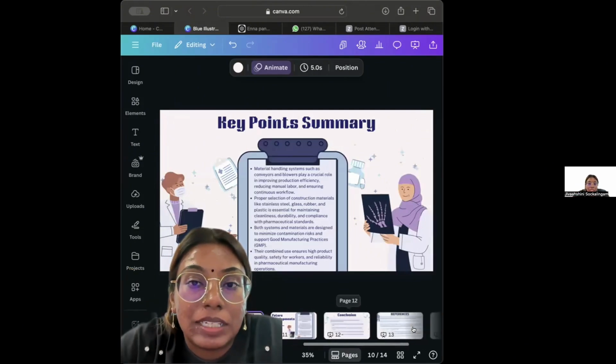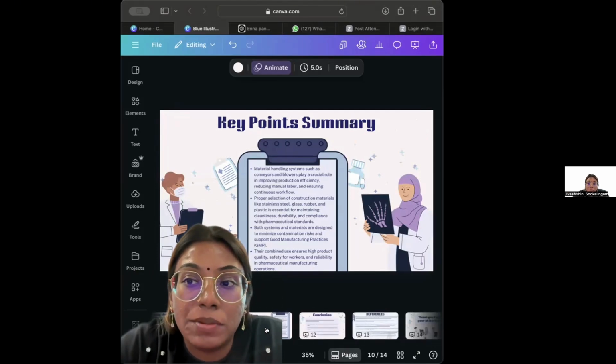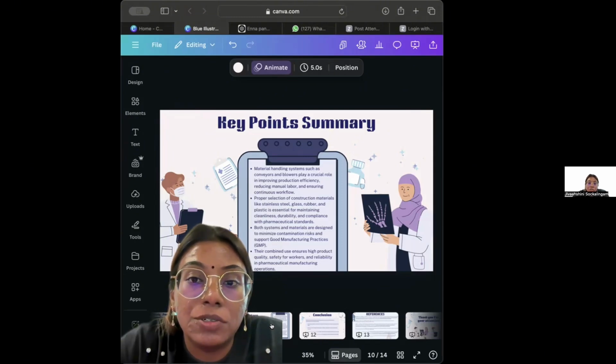Okay, to summarize the key points, we can see how material handling systems like conveyors and blowers play a major role in improving efficiency and cleanliness in pharmaceutical production. Construction materials like stainless steel, rubber, and glass help to maintain hygiene and safety. Both of these elements are essential to meet GMP standards and to maintain product quality throughout the manufacturing process.